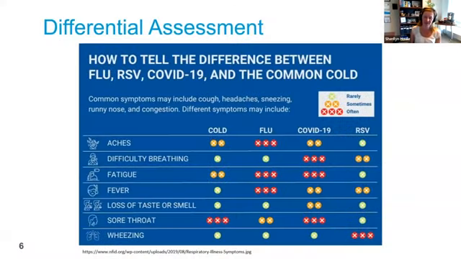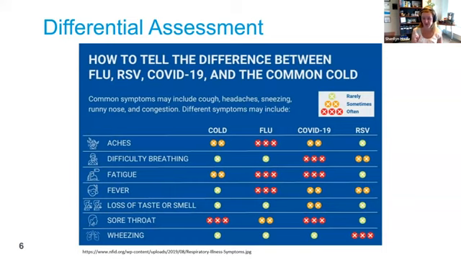So what does the differential assessment look like? A lot of these symptoms that we just reviewed on the previous slide are consistent across really multiple viruses that can affect us during the respiratory season. This chart here briefly summarizes some of the differences in presentations between cold, influenza, COVID-19, and RSV. As you can see here, a lot of these symptoms are those nonspecific respiratory virus symptoms that occur with slightly different frequencies across the four, but very similar presentations overall.